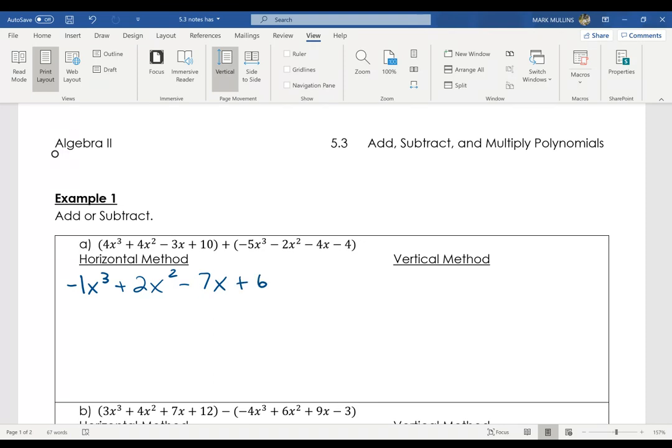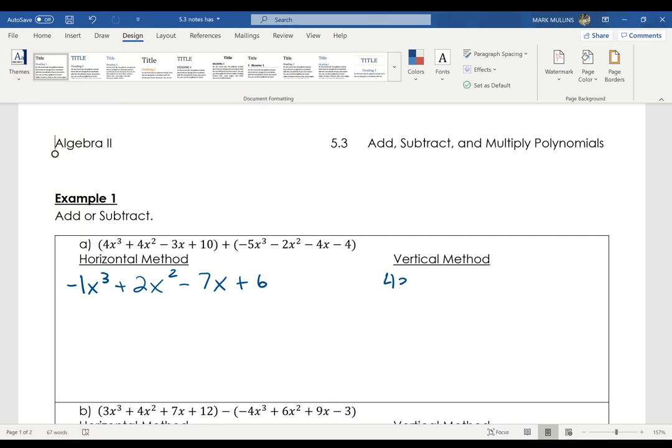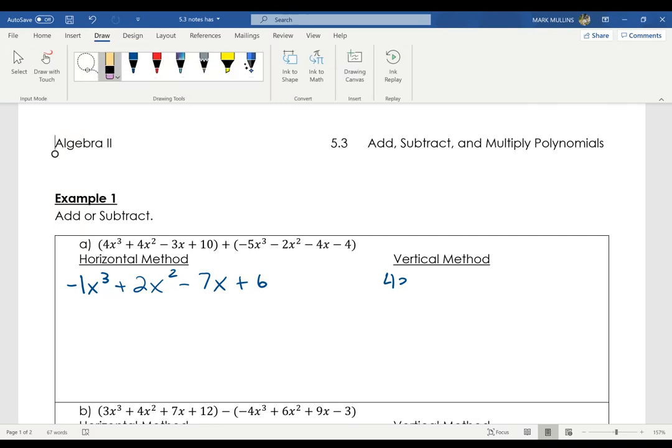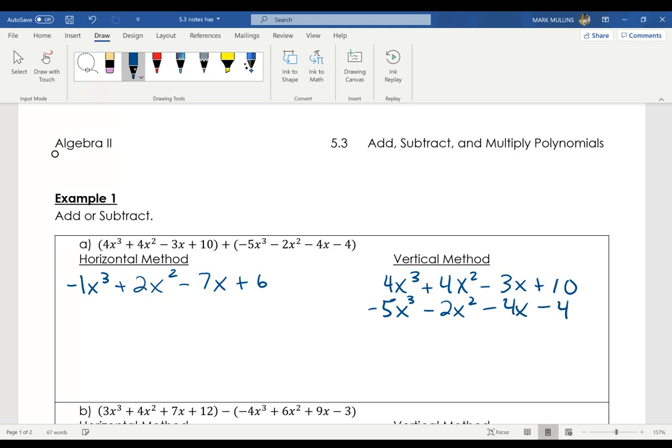So the vertical method is when I'm rewriting them. And I would do this if I was writing down the problem for my homework. I would do this first off. And look, I'm already screwing it up. So when I go ahead and write them in my homework, 4x cubed plus 4x squared minus 3x plus 10, I would immediately write it with that second polynomial stacked underneath so that I can put my like terms together. And then when I add them, they're already set up in columns. I don't have to go looking for like terms.